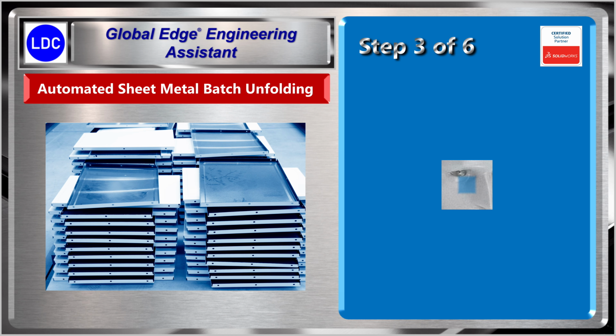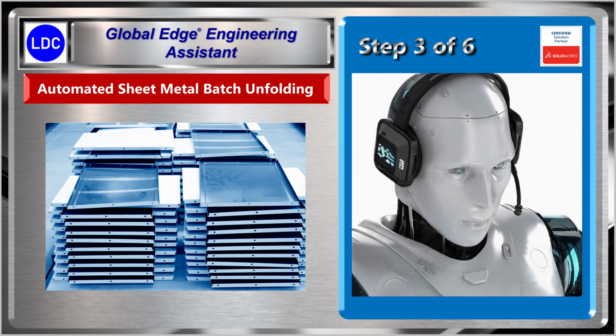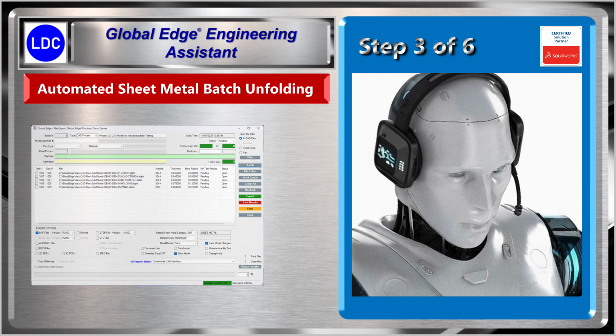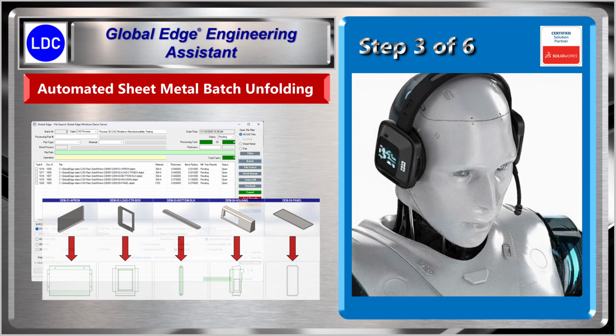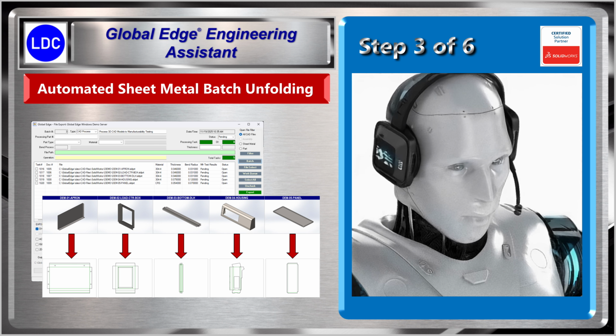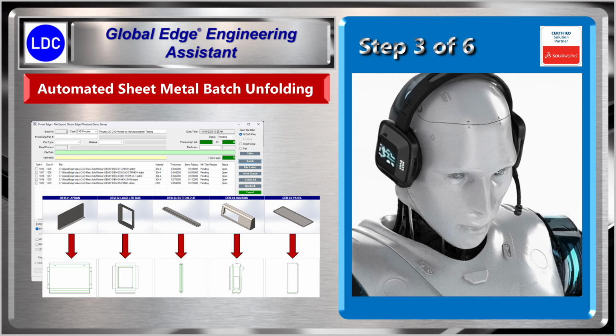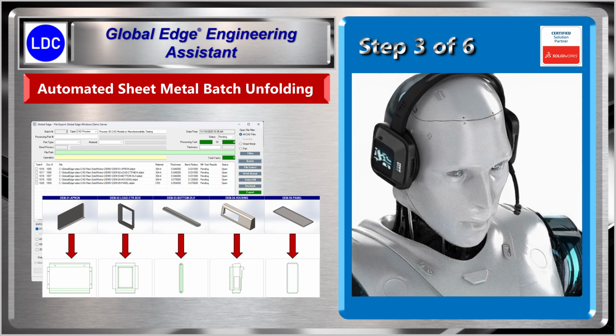One of the core strengths of Global Edge Engineering Assistant is its ability to process both individual and multiple sheet metal parts with equal efficiency. Whether preparing a single prototype or a large production batch, the Global Edge software automates the unfolding and preparation of CAD models. Batch processing capabilities allow users to select entire assemblies or folders of parts. This batch approach is ideal for high-mix, low-volume production environments and supports rapid scaling when production demand increases.